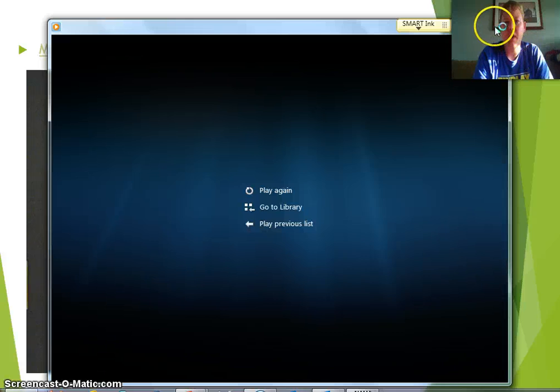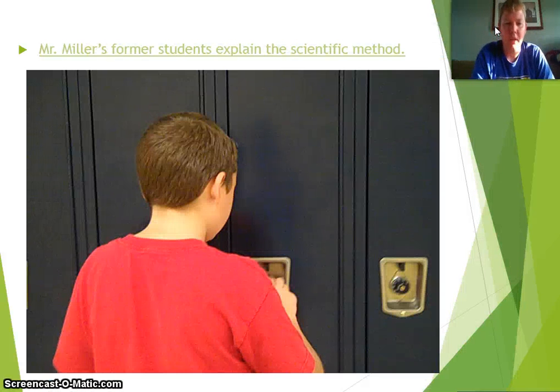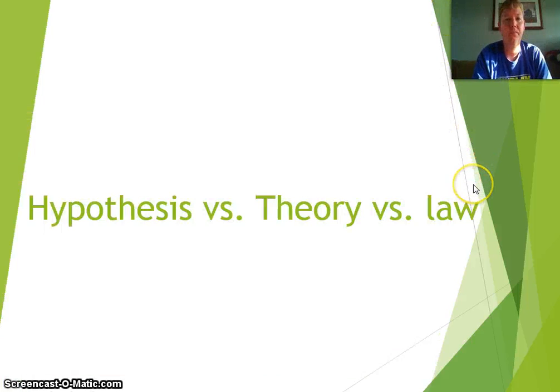All right, great job to those students last year. Right there, they demonstrated all 6 steps with just a simple question that they had about whether the locker would open with multiple combinations. All right, let's talk about hypothesis versus theory versus law, and then we're done.